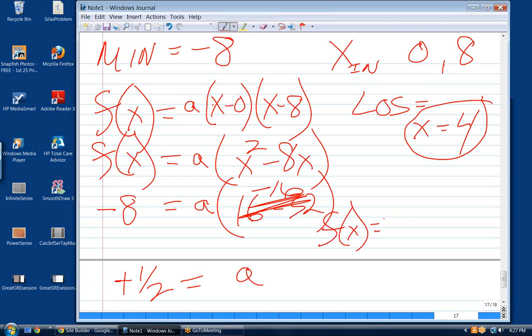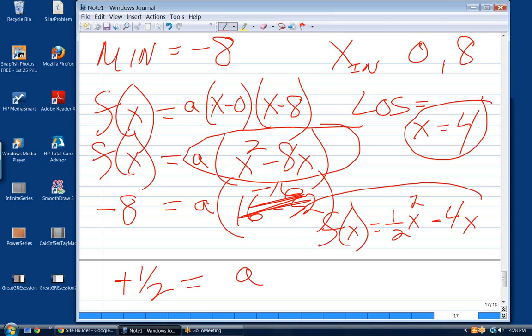So 1/2 x squared plus... wait, I have this in the notes. Okay, go to this one right here and plug in 1/2 for a. Minus 4x. And there's our function. And then that's it? Because there's no constant term. Yeah, because one of those intercepts was 0.